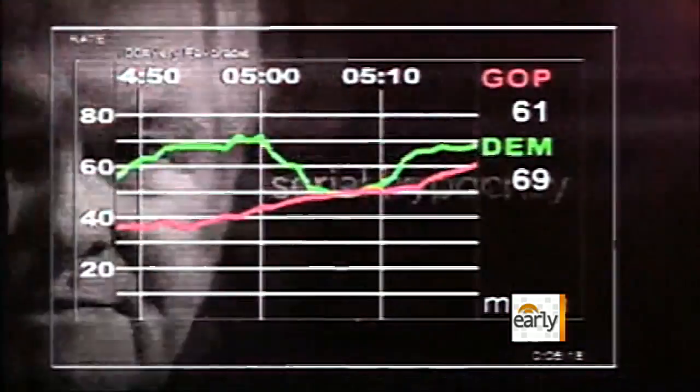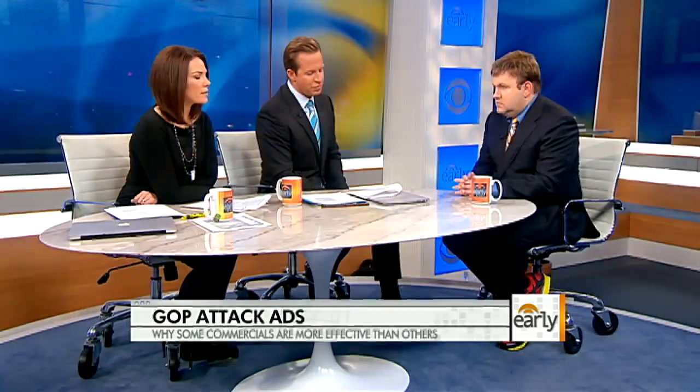It's about serial hypocrisy. All right, so translate that for us, those lines that we saw throughout it. What do they tell you? When it goes above a 50, it means that it's having an impact. If it goes above a 60, it's a serious impact. That ad was in black and white to grab your attention. They used photographs of the speaker, but the actual words of people who spoke.